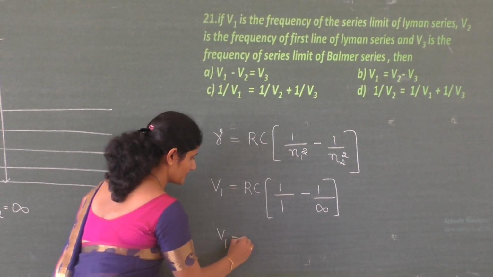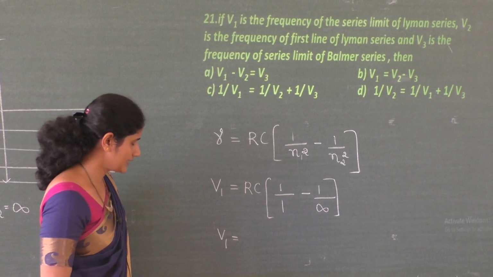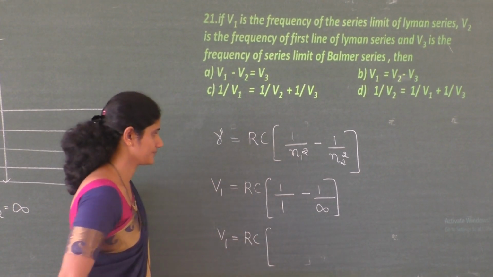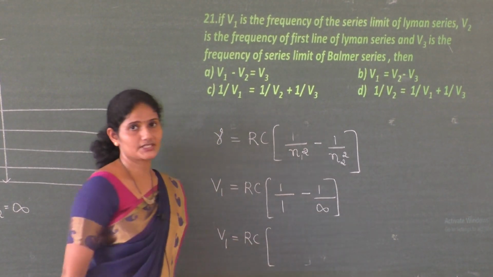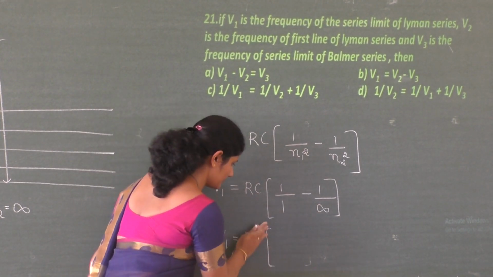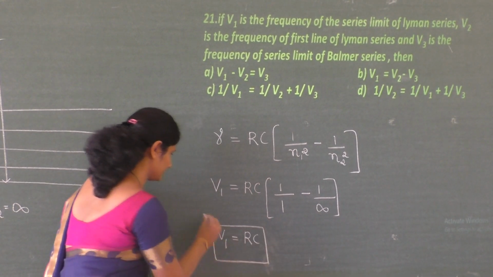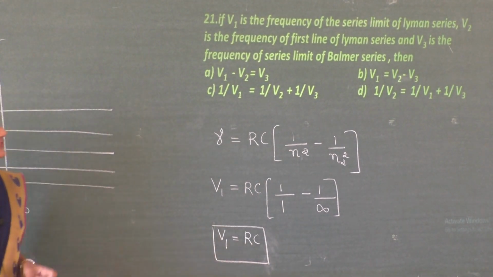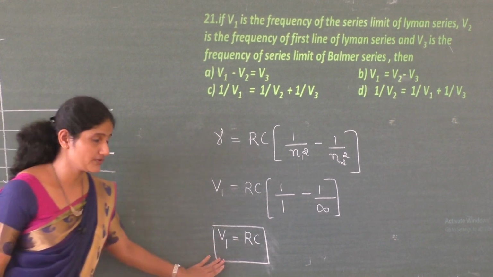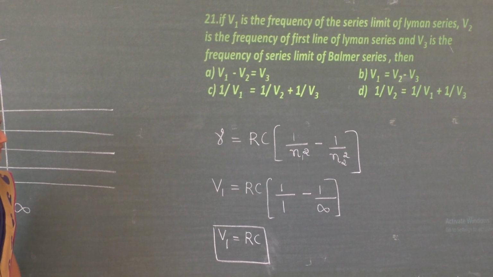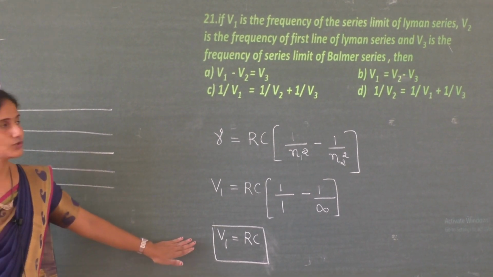V1 is equal to the frequency of the radiation. V1 is equal to RC, 1 by infinity is 0, so it is 1. So V1 is equal to RC. This is the expression for the frequency of the series limit for Lyman series. So V1 is equal to R into C.